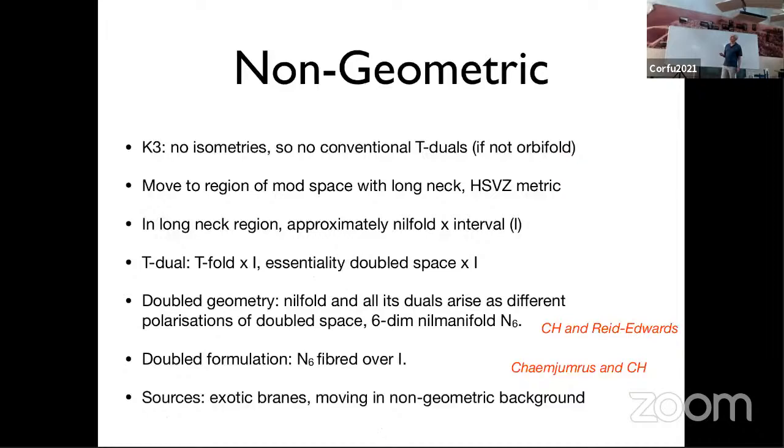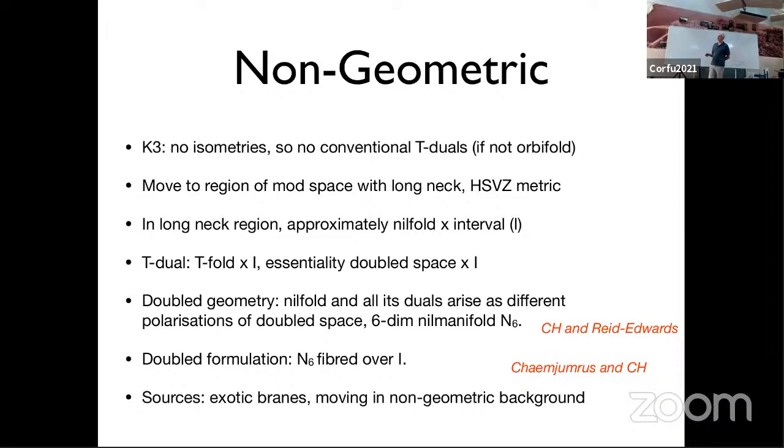Okay. So I'll say a couple of brief comments about further generalizations. So K3, of course, has famously got no isometries. So away from the orbifold points, no conventional T duals can be taken. However, if we move to the region of moduli space with the long neck and this interesting metric, in the neck region, it's approximately the nilfold times an interval. And we can then take a T dual of this to get, for example, a T-fold times an interval, or an essentially doubled space times an interval.